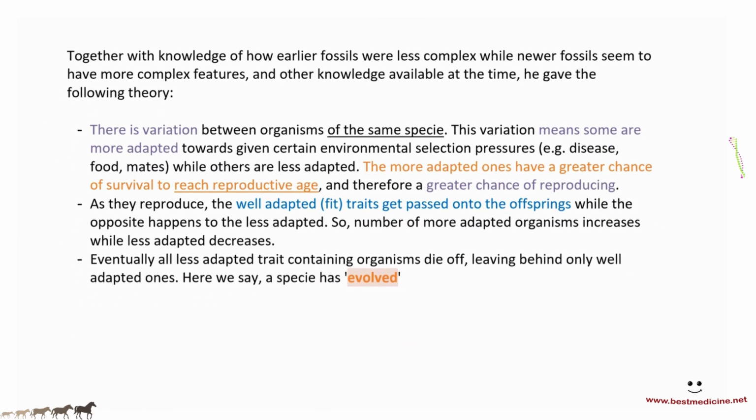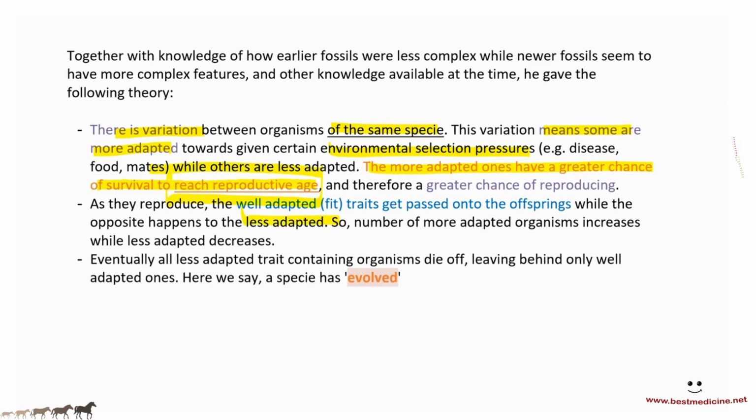So, together with knowledge of how earlier fossils were less complex while newer fossils had more complex features, and other knowledge available at the time, Mr. Darwin, using also his own observations, gave this following theory and made our life hell, which is that there is variation between organisms of the same species. And this variation means that some are more adapted, and so therefore they will be selected towards a given environmental selection pressure, while others are less adapted. The more adapted ones have a greater chance of survival to reach reproductive age. So once they have a greater chance of reaching reproductive age, they have a greater chance of reproducing, and therefore a greater chance of producing offsprings.